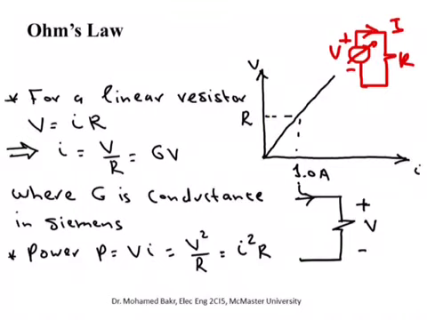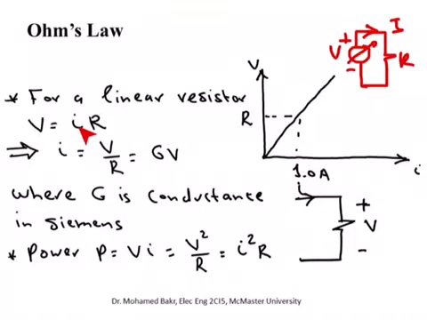So the relationship between them is given by this expression: V is equal to IR. What this is saying is that the voltage drop across a linear resistor is related to the current flowing through the resistor by the value of the resistance. And this resistance is in ohms. So the unit of resistance is ohms.